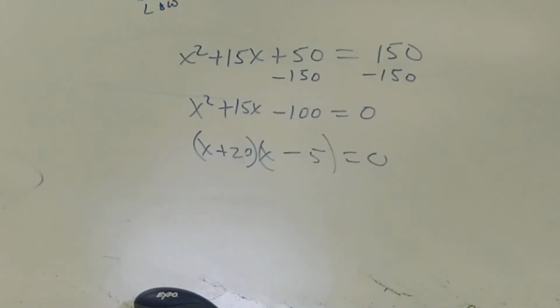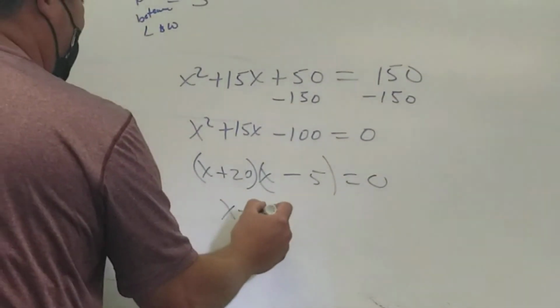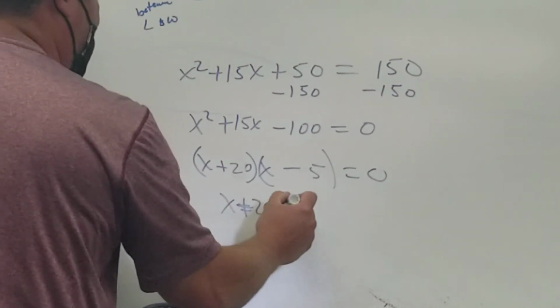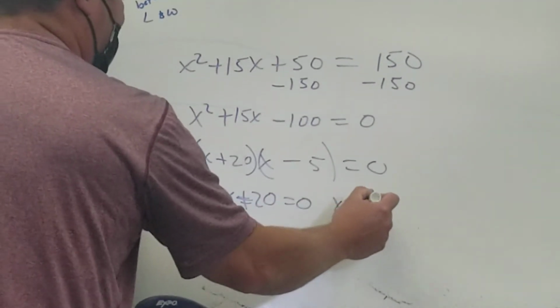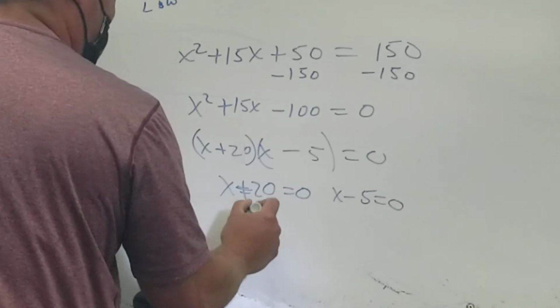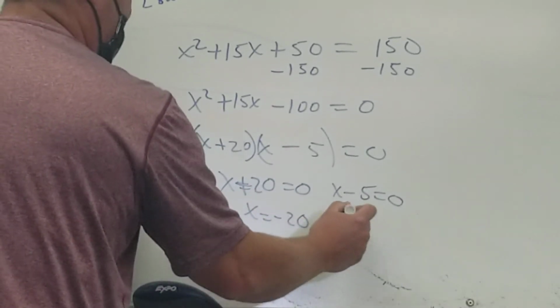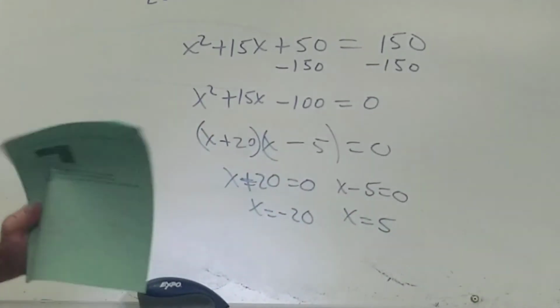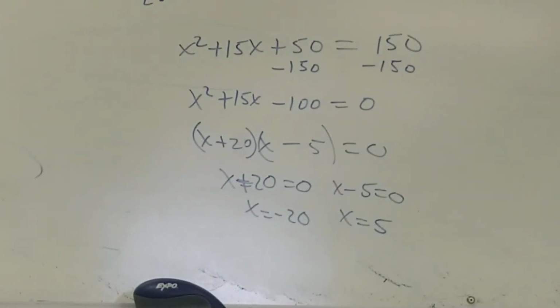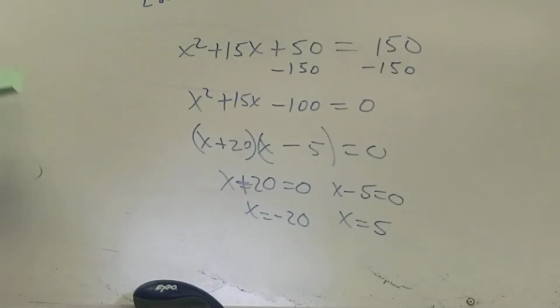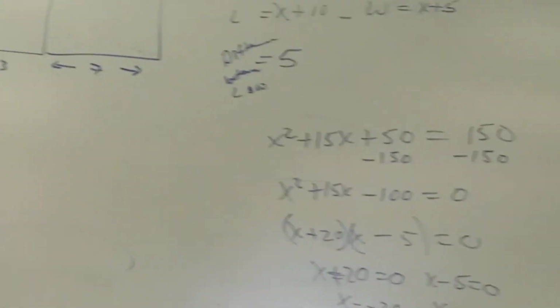Now, I should set each factor equal to what? 0. x plus 20 is 0, and x minus 5 is 0. So x is negative 20, or x is what? 5. Are both those answers good? No. Which one isn't any good? Negative 20. There's no way that x length is negative, right?